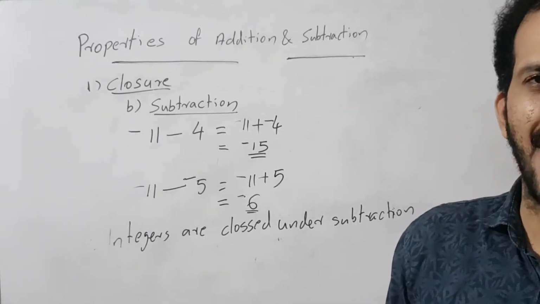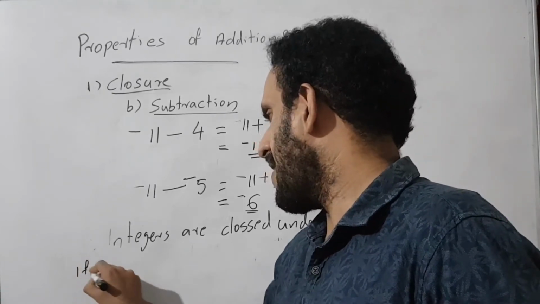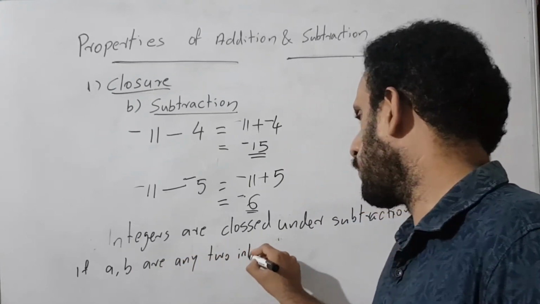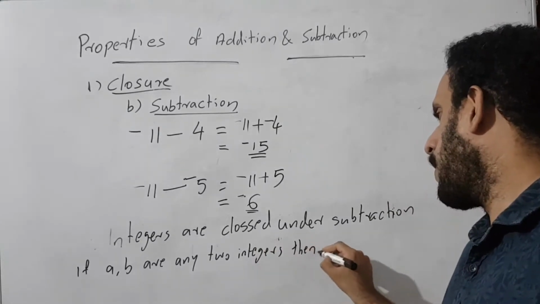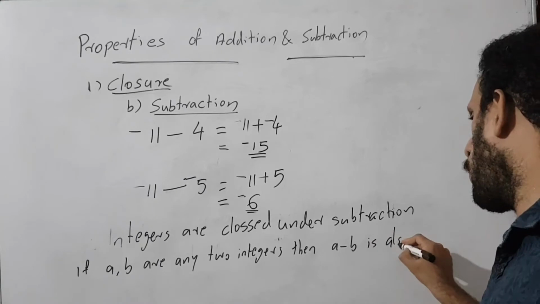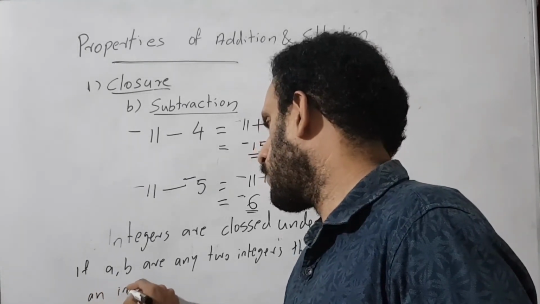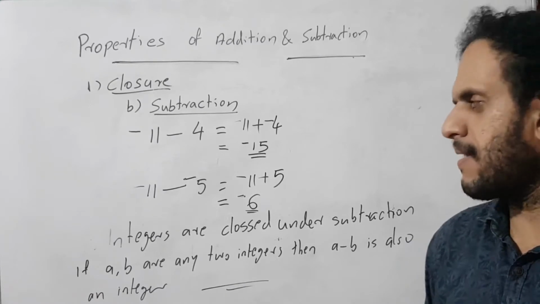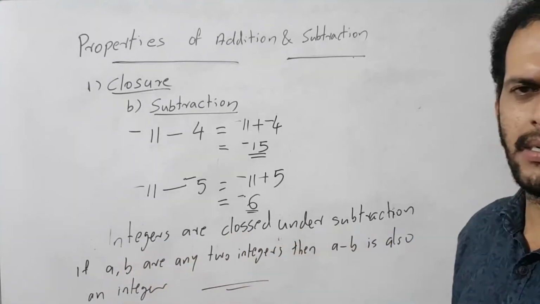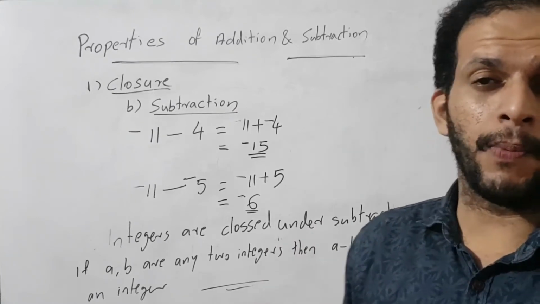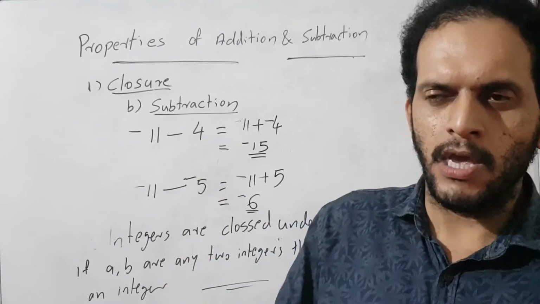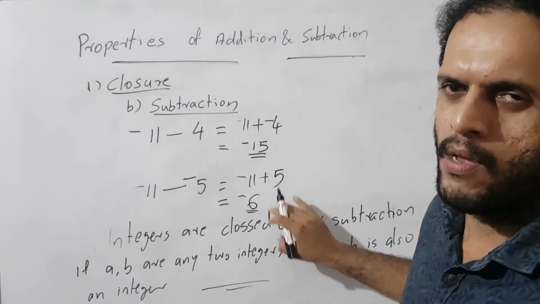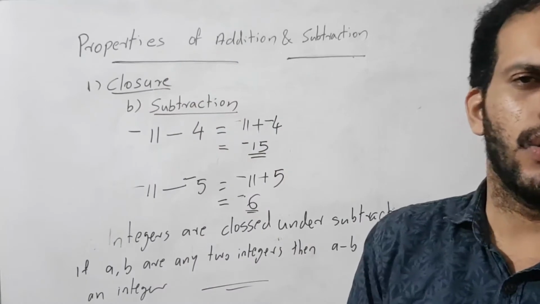Correct? Then how do we generalize, as in the previous case? If A, B are any two integers, then A minus B is also an integer. Okay, A minus B is also an integer. So we are generalizing: integers are closed under subtraction. Integers satisfy the closure property in the case of subtraction. Why? Because if we take two integers and subtract them, the result is also an integer. So we conclude subtraction satisfies the closure property.